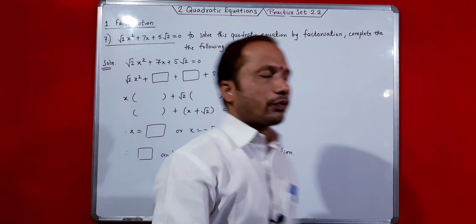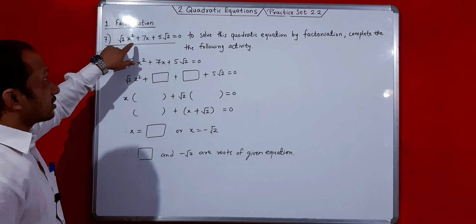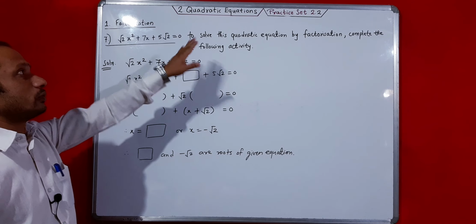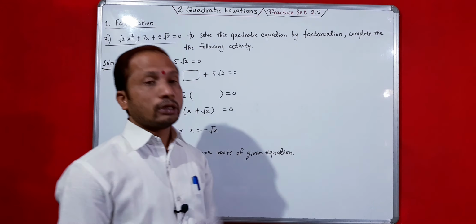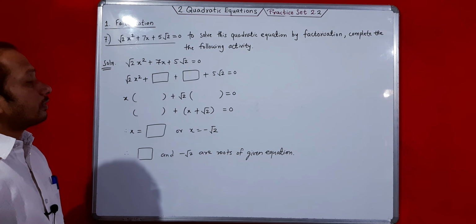We will solve question number 7. In this question we have to solve one of the activities: root 2 into x square plus 7x plus 5 root 2 is equal to 0. To solve this quadratic equation by factorization, complete the following activity. Root 2 x square plus 7x plus 5 root 2 is equal to 0.